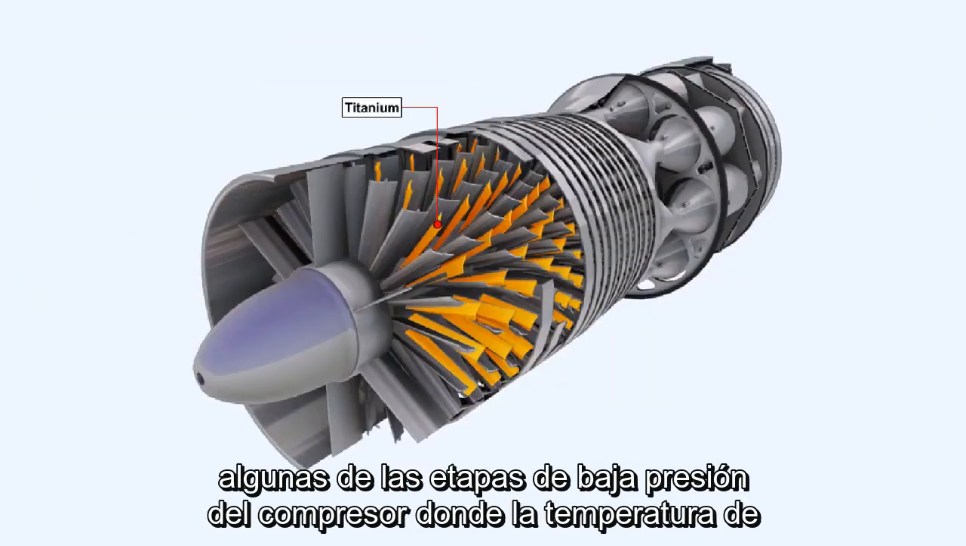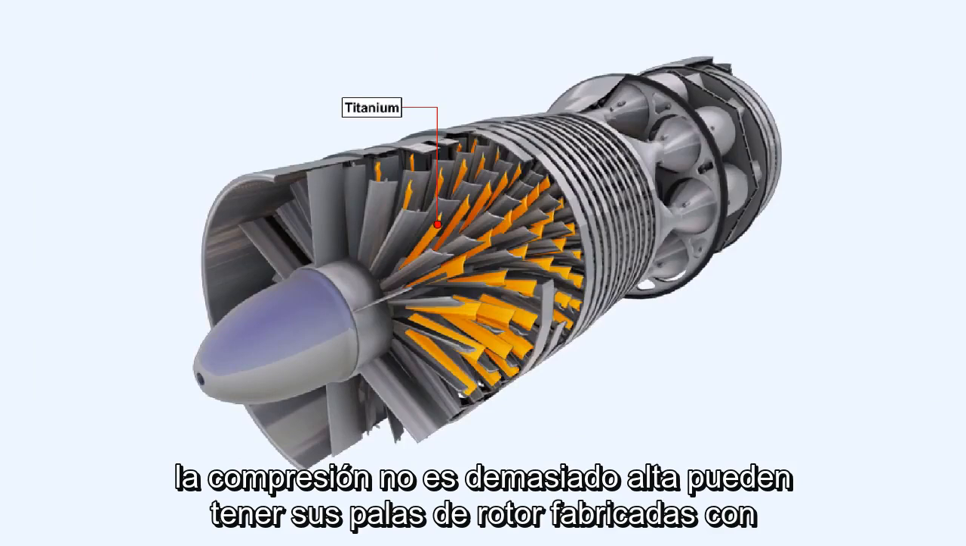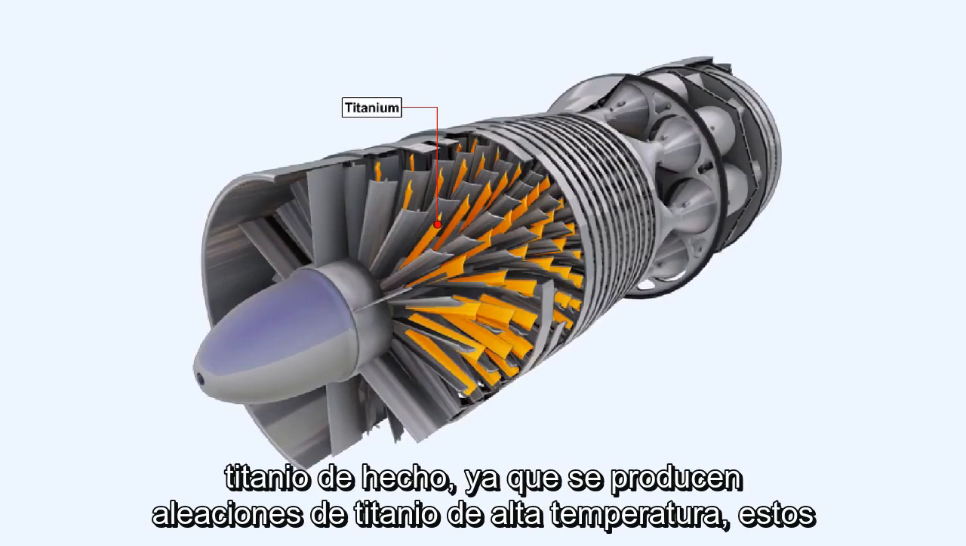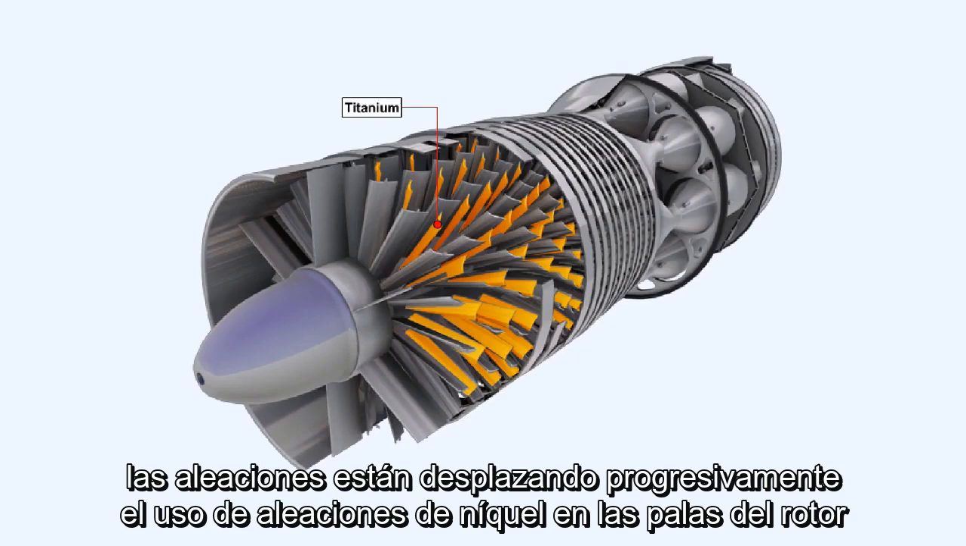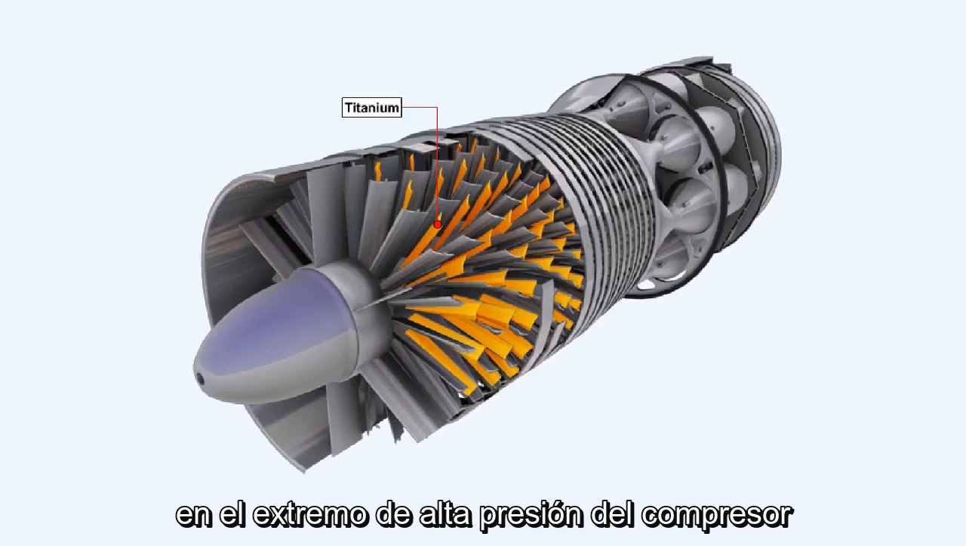Some of the low-pressure stages of the compressor, where the temperature of compression is not too high, may have their rotor blades manufactured from titanium. Indeed, as higher temperature titanium alloys are produced, these alloys are progressively displacing the use of nickel alloys in the rotor blades at the high-pressure end of the compressor.